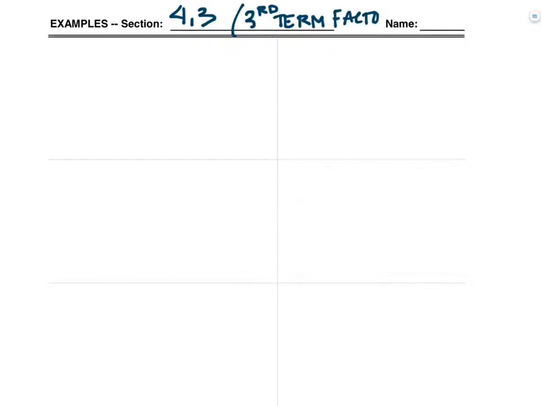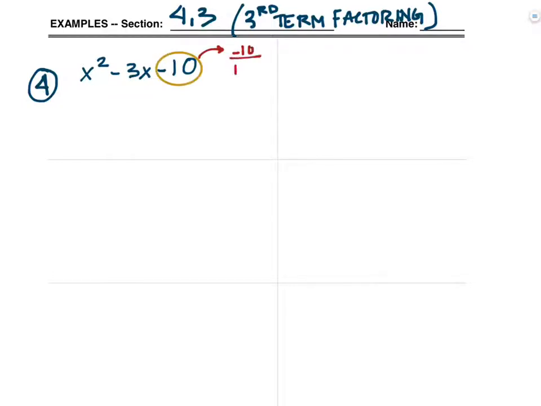Again, we're working on continuing the 4.3 third term factoring. This is x squared minus 3x minus 10 as this polynomial. It is in descending order, and I'm going to find the factor pairs of negative 10. That means I'm working with 1 and 10, and 2 and 5. Since I want them to add to a negative number, the larger number needs to be negative, so I make it a negative 10 and a positive 5.